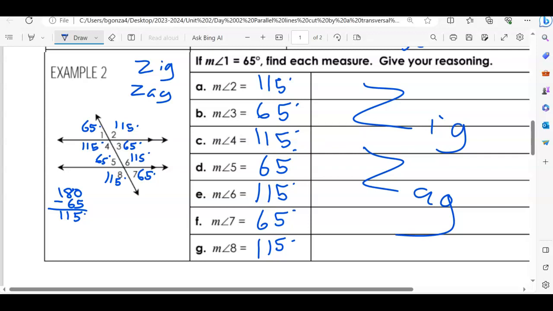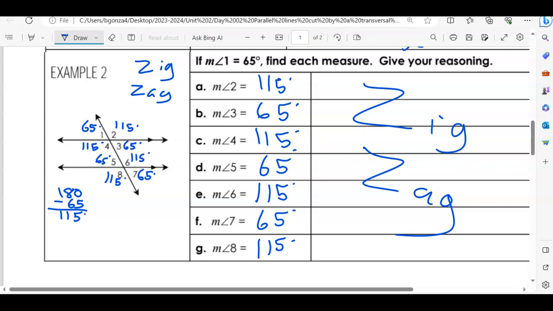Now you still need to know the relationships, right? You still need to know like 1 and 7 are alternate exterior. 1 and 5 are corresponding. You still got to know this stuff, but I'm telling you, this is the easiest way to fill it in, okay? So I want to see if you can do it. Flip it over to example 3. I will see if you can do it in under 2 minutes.